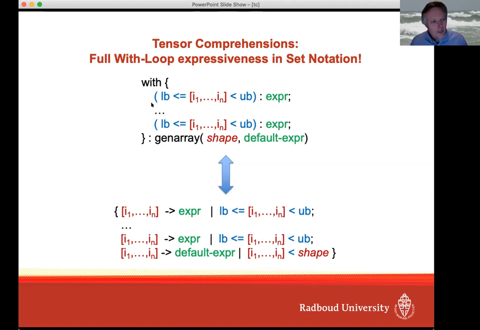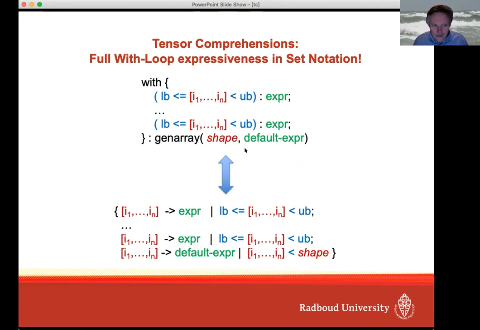In essence, in a with-loop, you already have the notion of partitions: the partition of the overall index space by individual generators, as we call them. You have a lower bound and an upper bound, and some more ways to restrict those. You can associate expressions with these ranges, and then overall you have the shape, and something called a default expression. The default expression is the idea that if you have an index that doesn't fall into any of these partitions, but is still within the shape, then we need to know what to do. And this is what the default expression is.